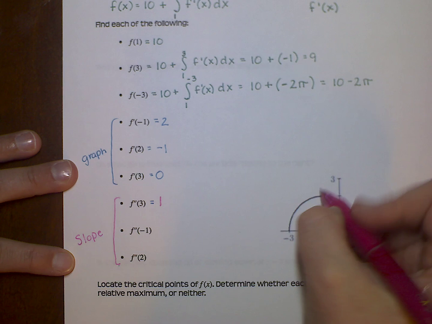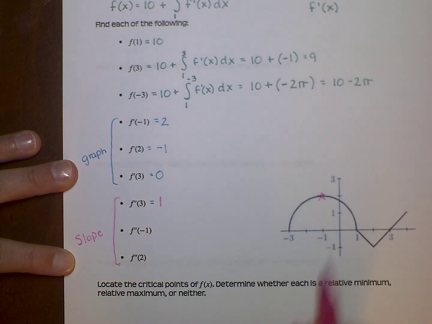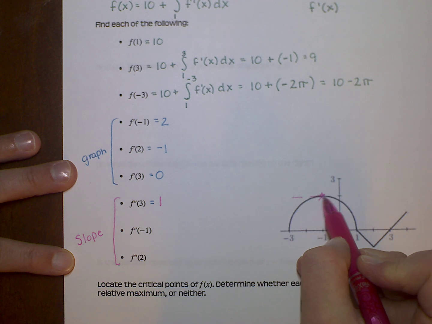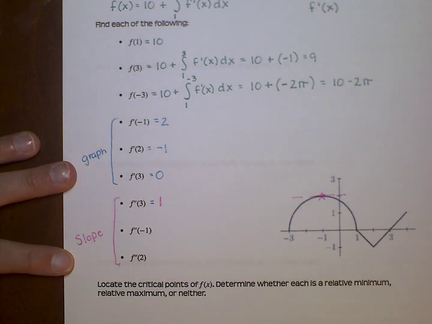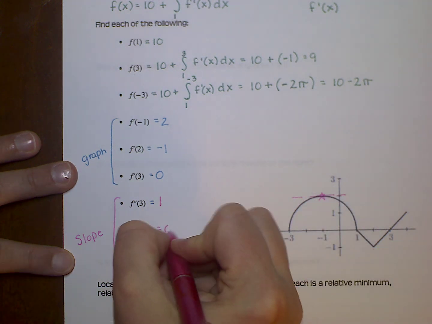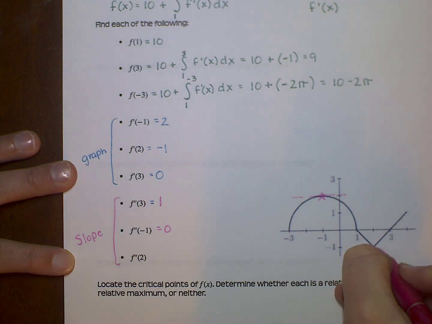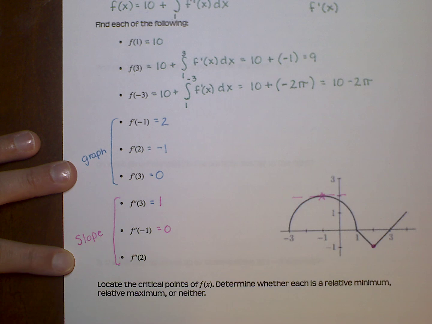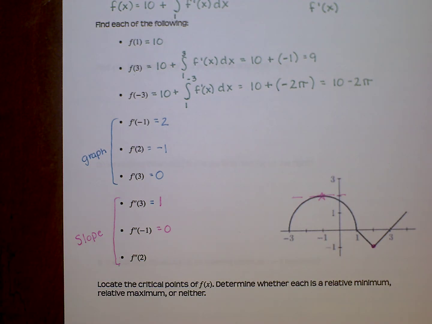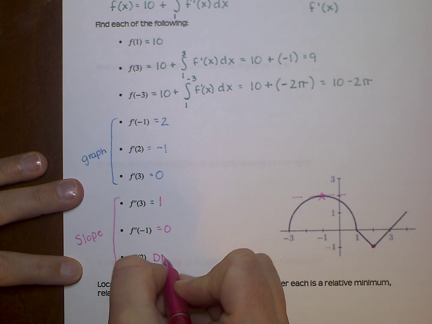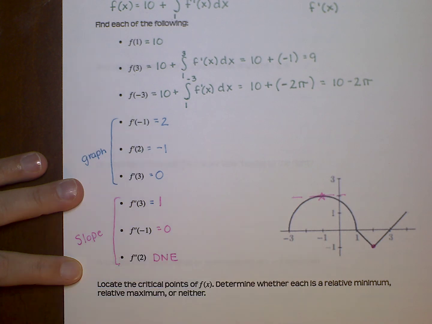f double prime at -1, that's this point right here. So what's the slope of the tangent line? Well, that sure looks like a change in direction to me. It looks like it'd be a horizontal tangent. So I would call that 0. And f double prime of 2, the slope right there, that's a change in direction, but it's a sharp corner. F double prime of 2 does not exist.